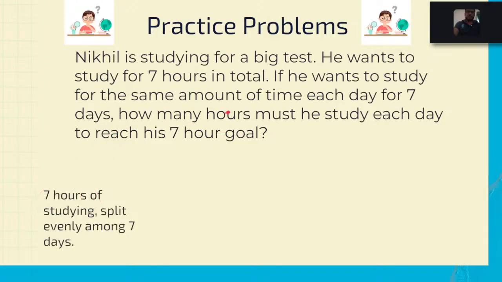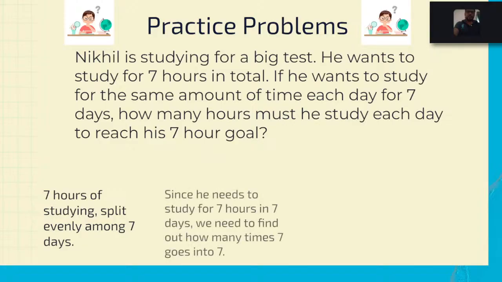He wants to study for the same amount of time each day for 7 days. So the 7 hours of studying needs to be split evenly among 7 days. And remember, whenever you see split evenly, you automatically think division, division, division. So now we need to find out how many hours he must study each day to reach his 7-hour goal. So since he needs to study for 7 hours and 7 days, we need to find out how many times 7 goes into 7.